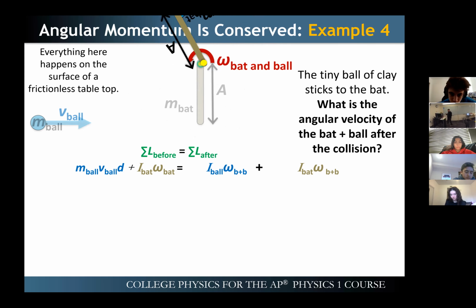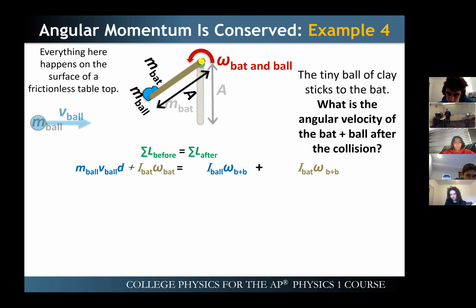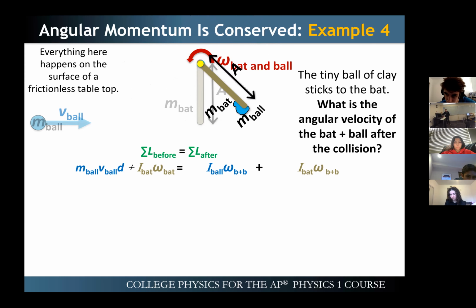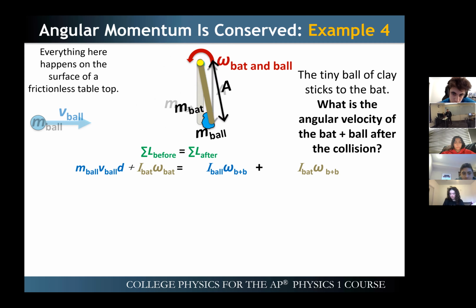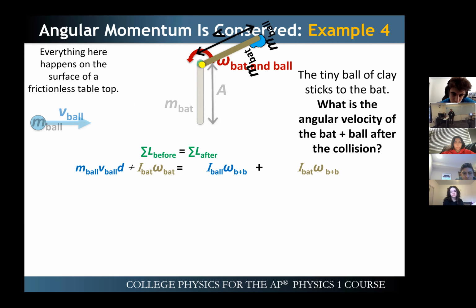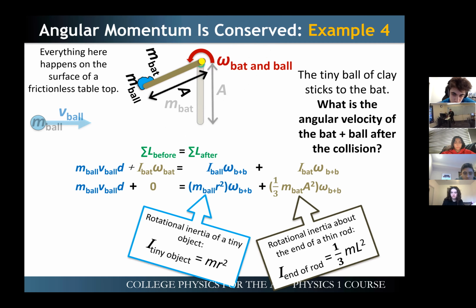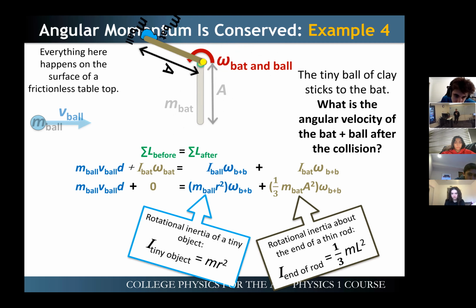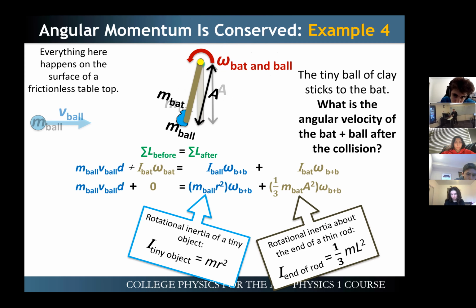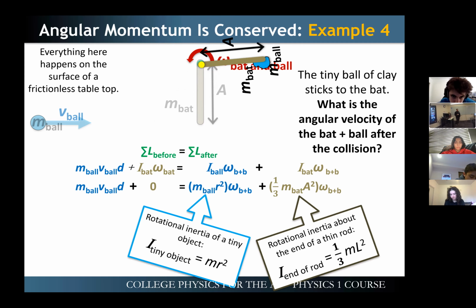Afterwards, the ball is now moving in an angular fashion, so it does have an I value now, and it will have an angular speed, but it'll be the same as the bat's. And the bat has its own I value and an angular speed that will be the same as the ball's. So they'll have the same omega. If we start to simplify a few things, one, we know the bat was still at the beginning, so its angular momentum at the beginning is 0. The ball can be considered a tiny object, so we use m r squared for its I value. And the bat can be considered like a thin rod, so it's going to have a 1/3 m l squared value.